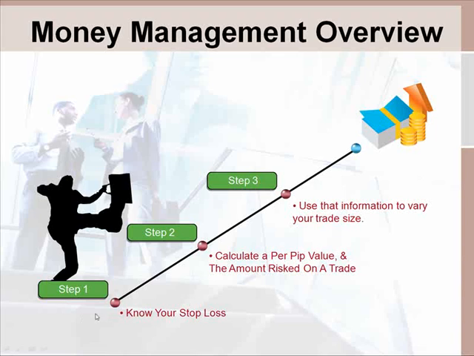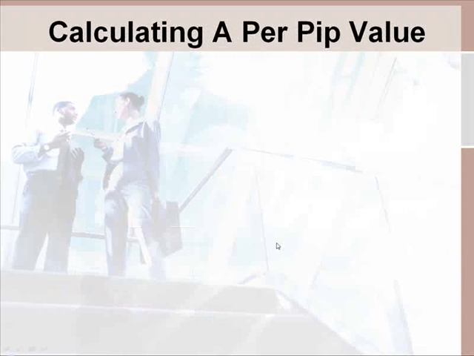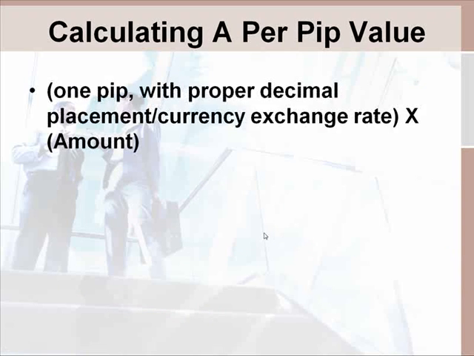So with this system, to succeed using it, you're going to need to know your stop loss. And once you know that, we need to calculate a per pip value and use those two items to calculate the amount risked on a trade. And then using that information, we can calculate the proper trade size so that you're always trading the correct amount and risking the same level every time you trade. So let's start by calculating a per pip value. This isn't hard to do.